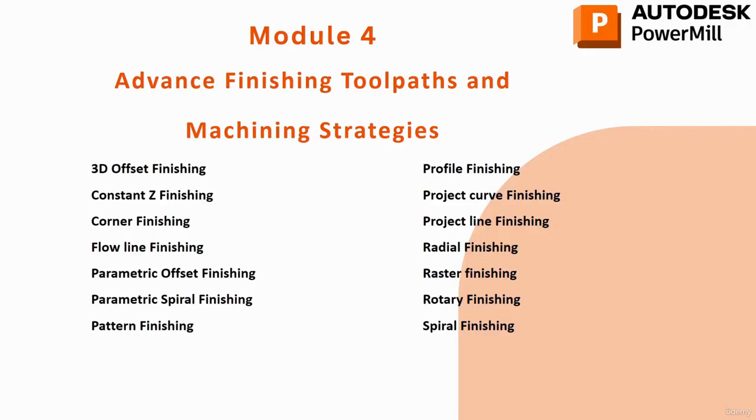So we have already started module number 4, Advanced Finishing Toolpaths and Machining Strategies, and we have covered 3D offset finishing, constancy finishing, corner finishing, flow line finishing, parametric offset finishing, parametric spiral finishing, pattern finishing, and profile finishing. So today we are going to start another topic, which is project curve finishing.